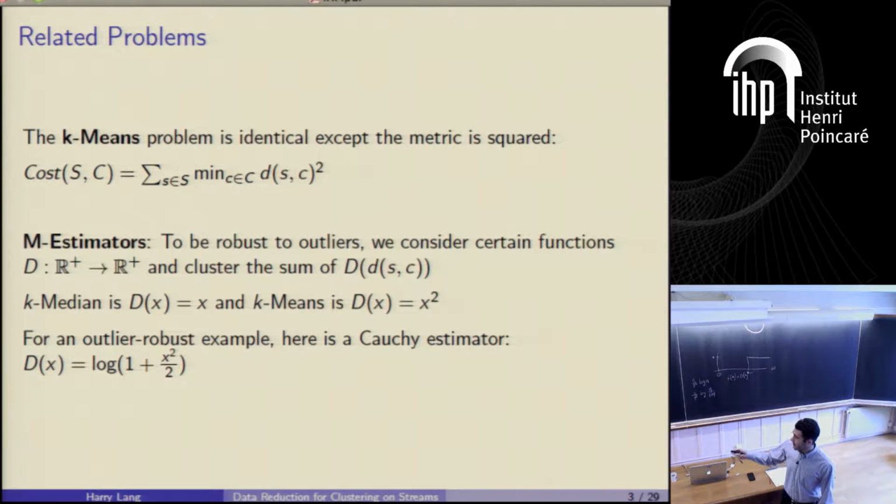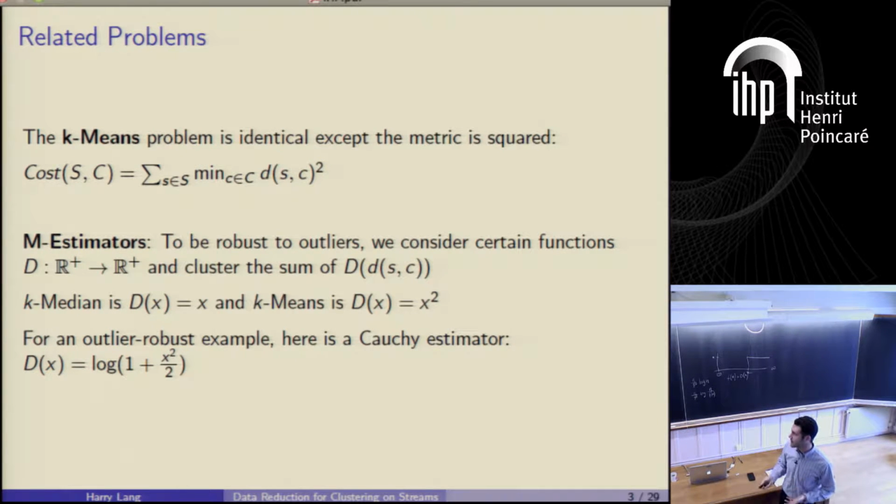Okay, so the related problems: one is k-means, where instead of taking the sum of the distances, I take the sum of the distances squared. And more generally, M-estimators. For k-median, I just took the sum of the distances. For k-means, I squared that. And in general, I can take any function of the distance. Our techniques aren't going to work for just any function, but there are some modest requirements, like a triangle inequality and this log-Lipschitz condition.